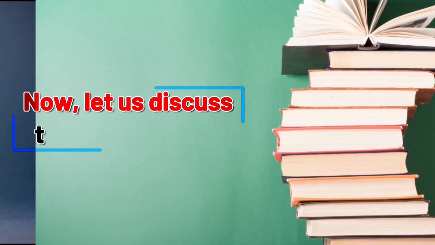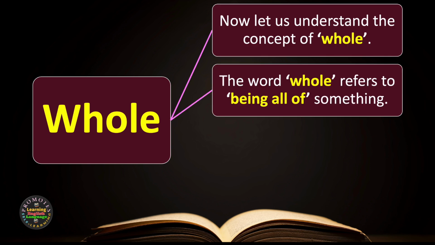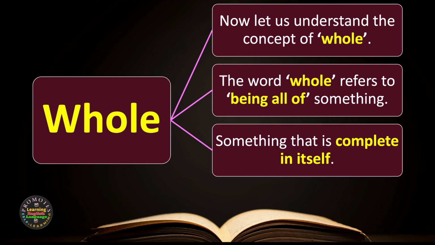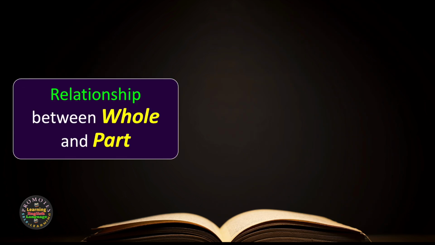Now let's discuss the current topic. We continue our discussion. What is whole? Now let us understand the concept of whole. The word whole refers to being all of something, something that is complete in itself. In other words, entirety of something. That is basically the idea of the concept of something being whole. We continue our discussion in the same respect. What is the relationship between whole and part?